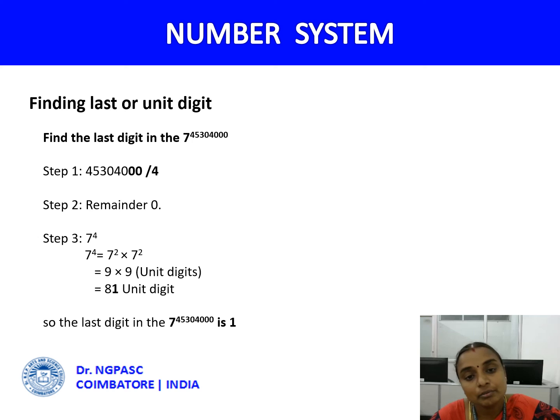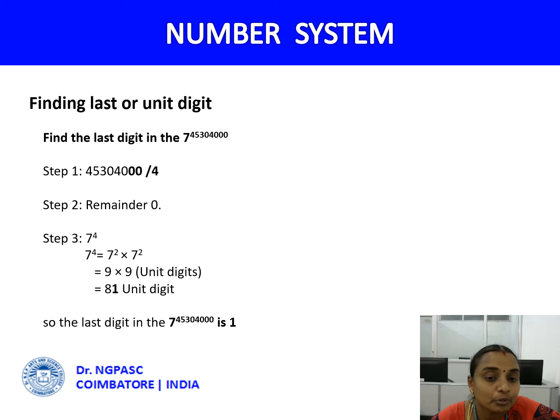Then the next thing, finding the last or unit digit. So we are going to see the problem here. 45304000 is the power. So it is not easy to calculate the unit digit. So how can we do this? The base is 7, no? So what you have to do is divide the power by 4. So the remainder is 0. Then for step 3, if the remainder is zero, you have to put 4 as the power.